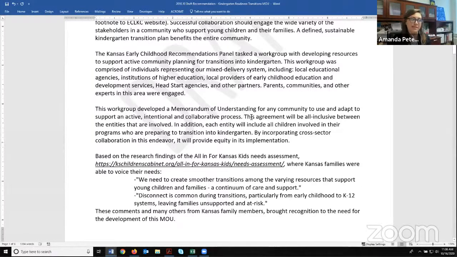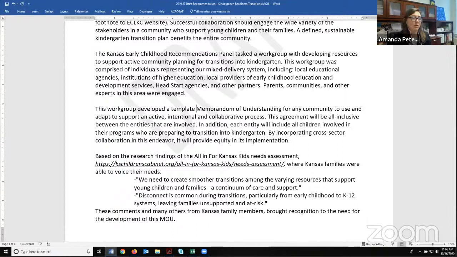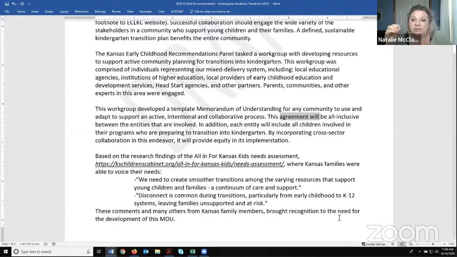Might we say a successful agreement or a... I wonder if we say template here. And then we say, Amanda, this, Natalie. Go ahead, Natalie. That's what I was thinking too. We don't want to make this sound like this is the only thing that they can use, but that this is available if they need it. Yep. And then we can say this template can be all inclusive between the entities involved.